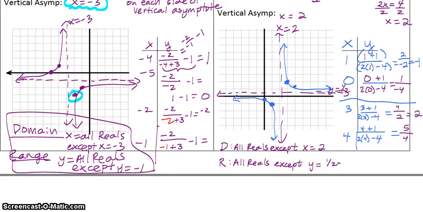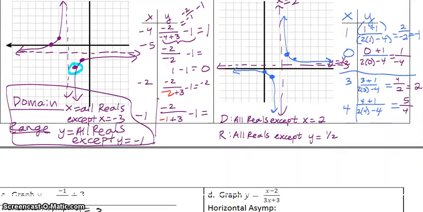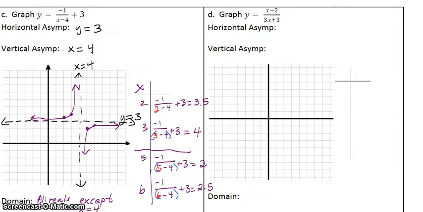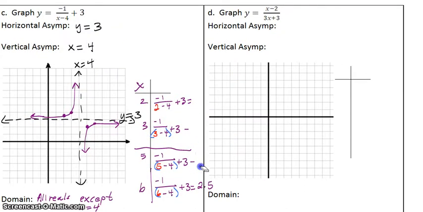Pause if you need to get that written down, but when you're done, flip it over and we're going to do example D. Alright, so same step by step we did earlier. Step 1, let's find our asymptotes.